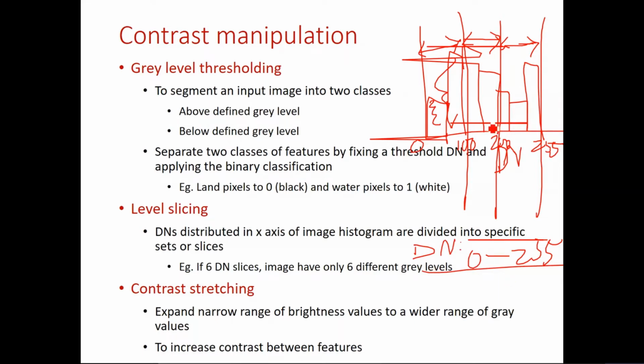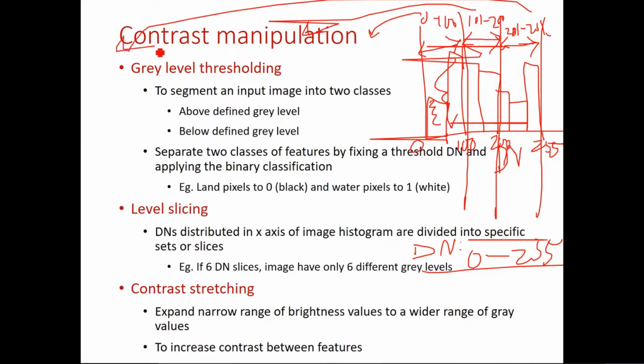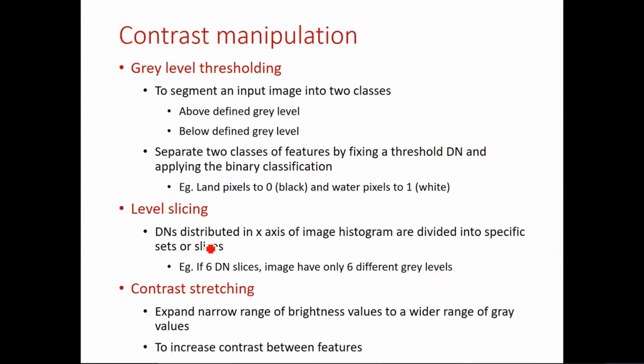Different brightness values we have. So I am classifying, or slicing, these DNs based on their values into three classes, probably 0 to 100, 101 to 200, 201 to 255. So this will be represented as one color, this another color, and this another color, or different gray levels. I am going to classify that image into three. Right. Similarly, if you have 6 different slices, then the image will have only 6 different gray levels. All right. So that is level slicing. So it's a more complex example of gray level thresholding.